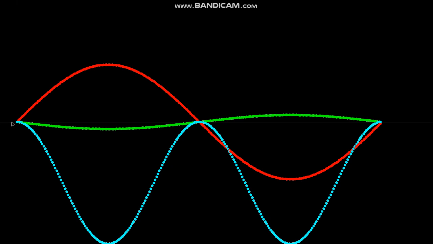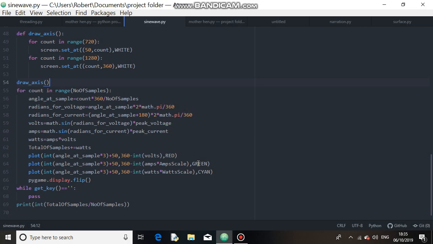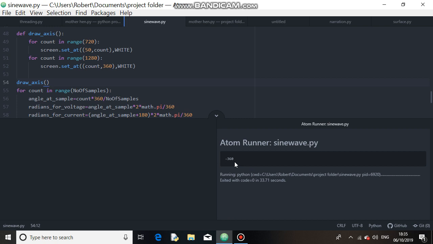You'll notice that the waveform for the power is now below the 0 axis. So any value calculated for this waveform is going to be minus. So let's see what that value is. Right, minus 360. Well, that's correct because it's still 120 volts RMS, still 3 amps RMS, but now the direction has changed, so it's now negative.